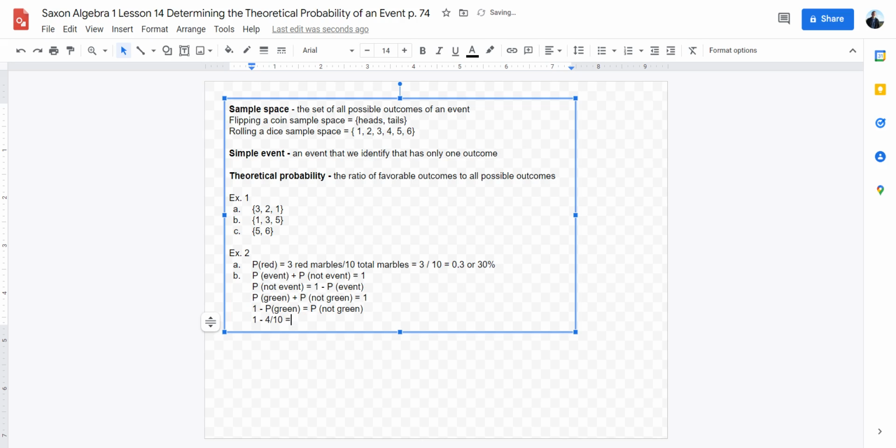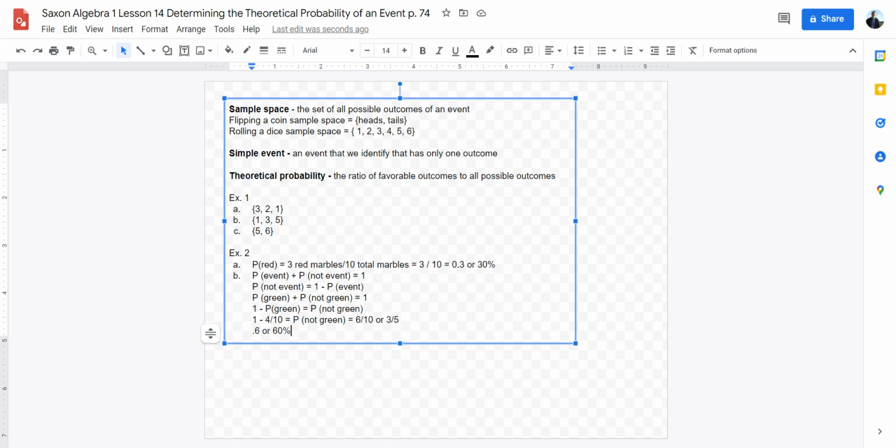That's going to be equal to the probability of it not being green, and that's equal to 6 over 10 or 3 over 5. So 3/5 is the same as 0.6 or 60%. There's a 60% chance I'm not going to choose a green marble. That makes sense because 4 of the marbles are green and 6 of them are not.